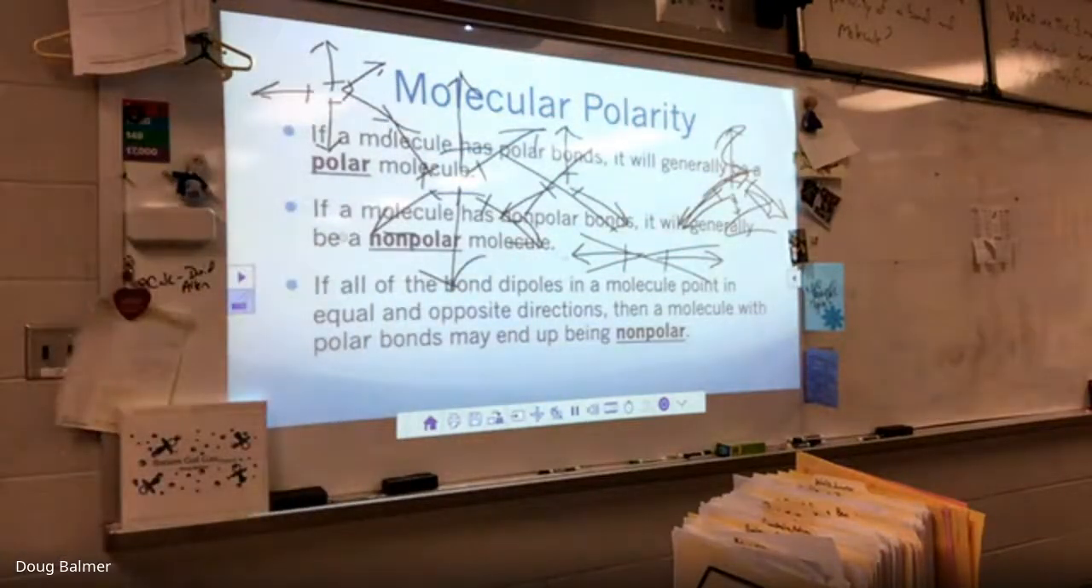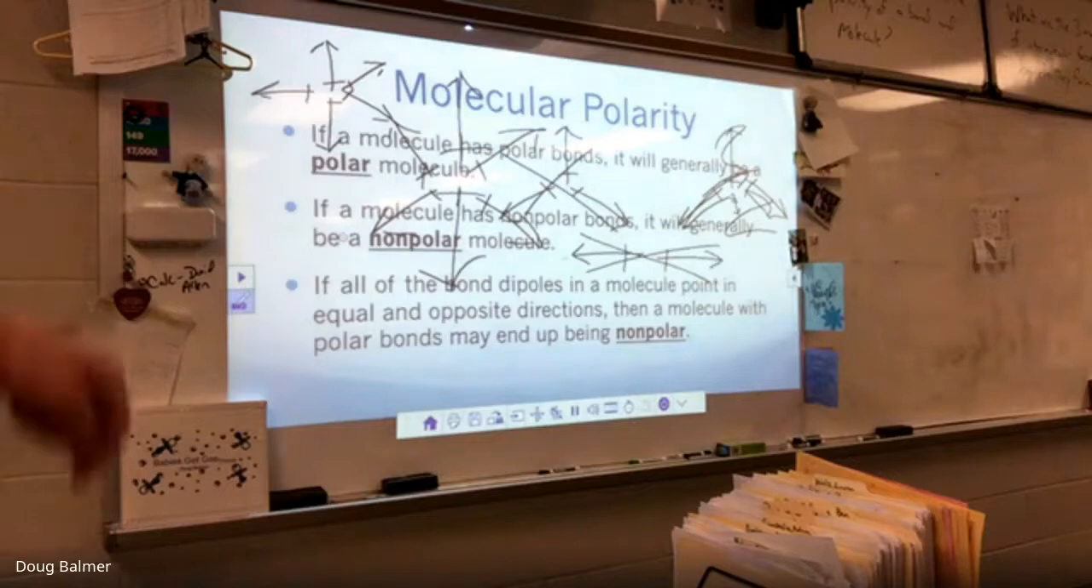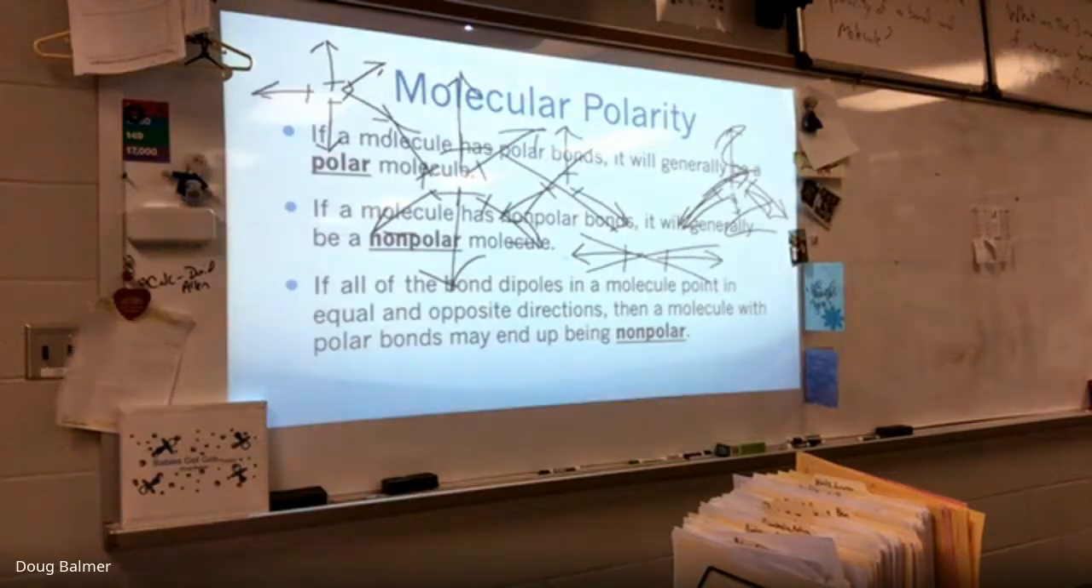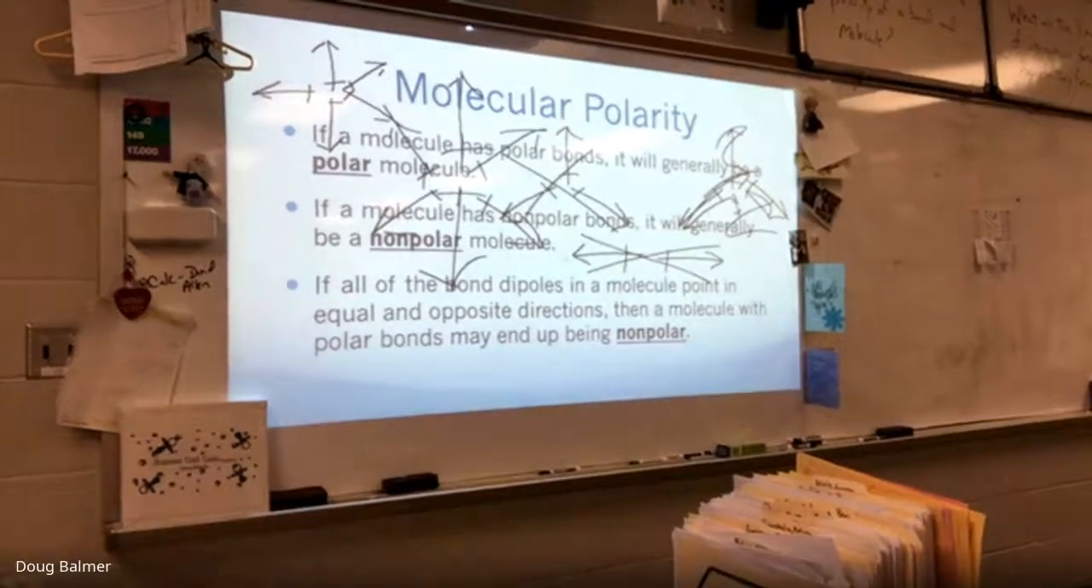So basically, if it's one of our 5 basic shapes, you can almost guarantee, as long as they're equal and opposite atoms being canceled, you'd have polar bonds but a nonpolar molecule. With that being said, any questions?